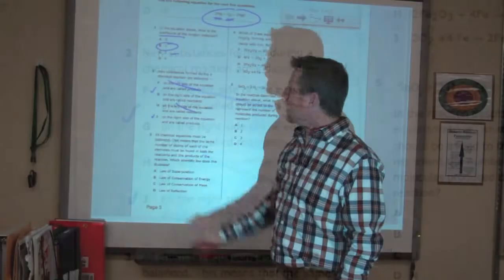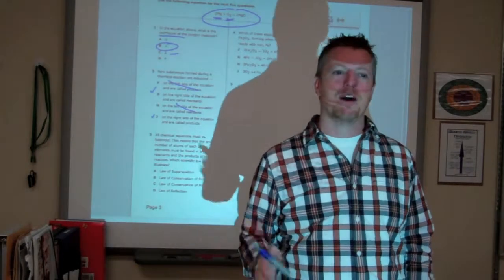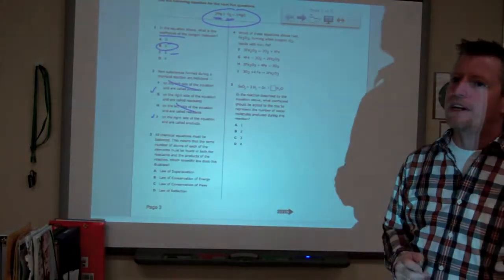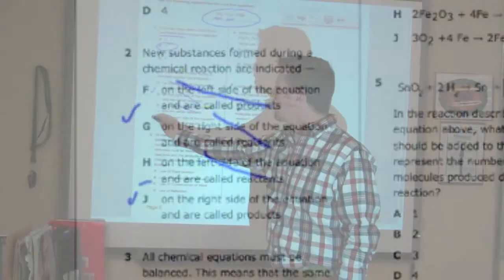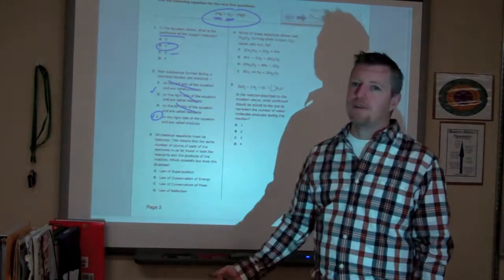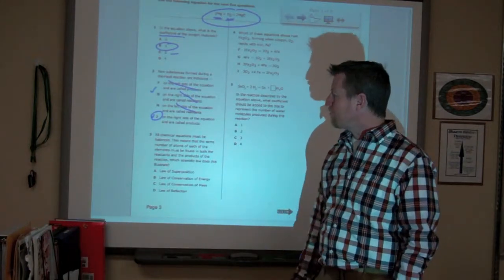Okay, so let's figure out which side. We said it should be on the right side, and what do we call this stuff on the right side of the arrow? Products. So G says on the right side of the equation are called reactants. Now, J says on the right side of the equation are called products. Yes. Okay, just knowing where they're located is what this question was asking.